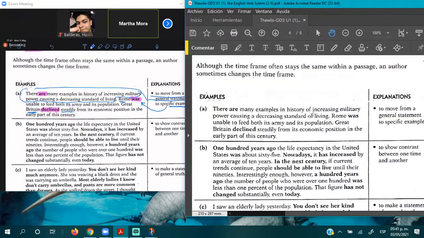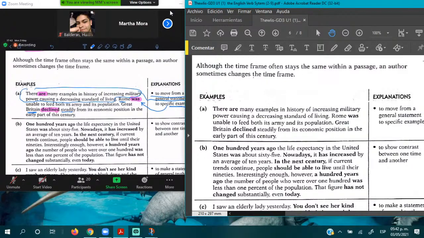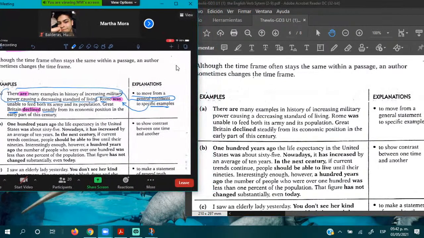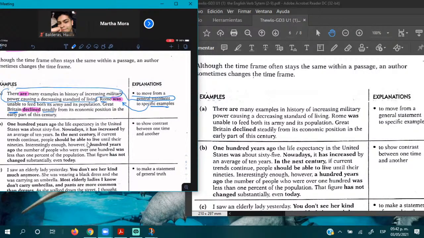Letter B. Noemi, read the example. Okay. 100 years ago, the life expectancy in the United States was about 65. Nowadays, it has increased by an average of 10 years. In the next century, if current trends continue, people should be able to live until their 90s. Interestingly enough, however, 100 years ago, the number of people who were over 100 was less than 1% of the population. That figure has not changed substantially even today.